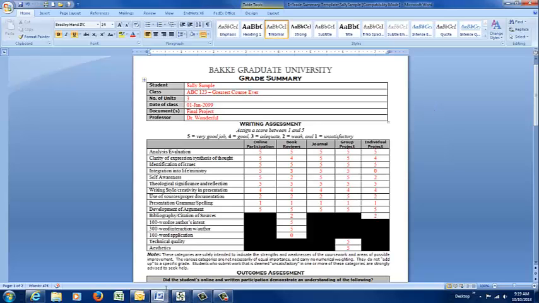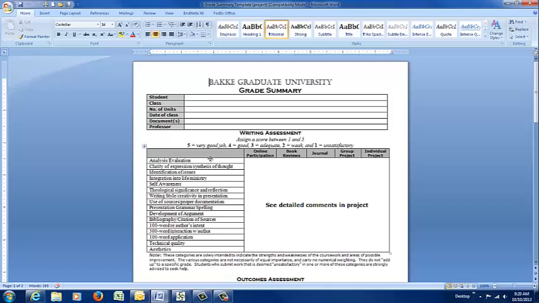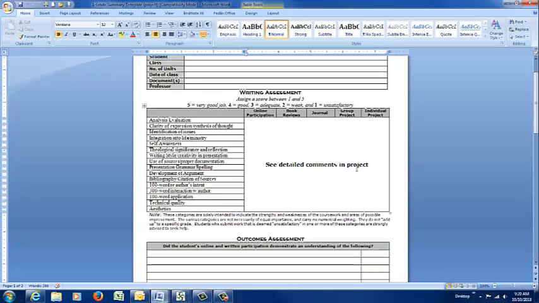So in other words, if a professor did not want to put all these numbers in, which we have some who don't want to do that, they can use instead a different grade summary template. This grade summary has the same information at the top, but all this detail will appear within the document itself. So what it says here, see the detailed comments within the project. Professors who do not want to make all these numbers and would rather give comments to the student about all of these items may do so within the project and not have to fill out the other.